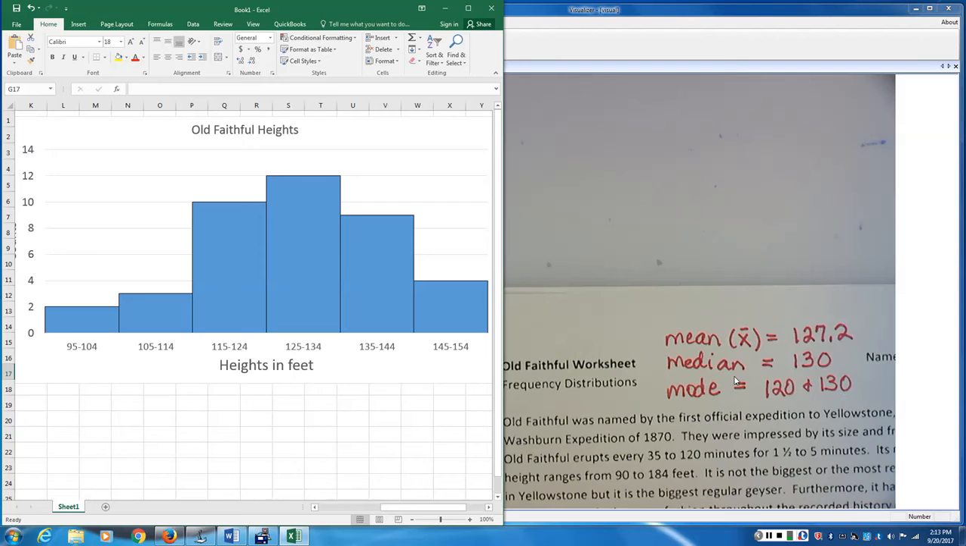The reason these are called measures of central tendency is because they tend to fall toward the middle of all the data values. This data is spread out to where its middle is in the middle. Not all data values are like that.